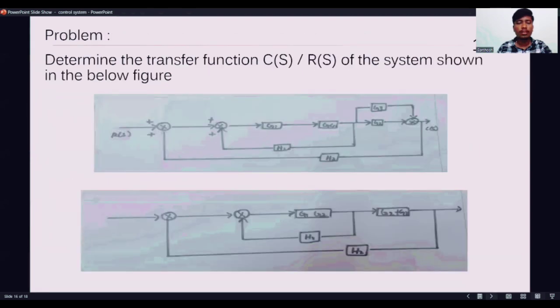And then we'll solve a simple problem. The problem is to determine the transfer function C(s)/R(s) of the system shown in the below figure. This is the figure which they have shown. They have given two summing points, two blocks in series and two blocks in parallel. So if they are in series, you just multiply them, and if they are in parallel, you just add them. After doing the first step, you'll get the figure like this.